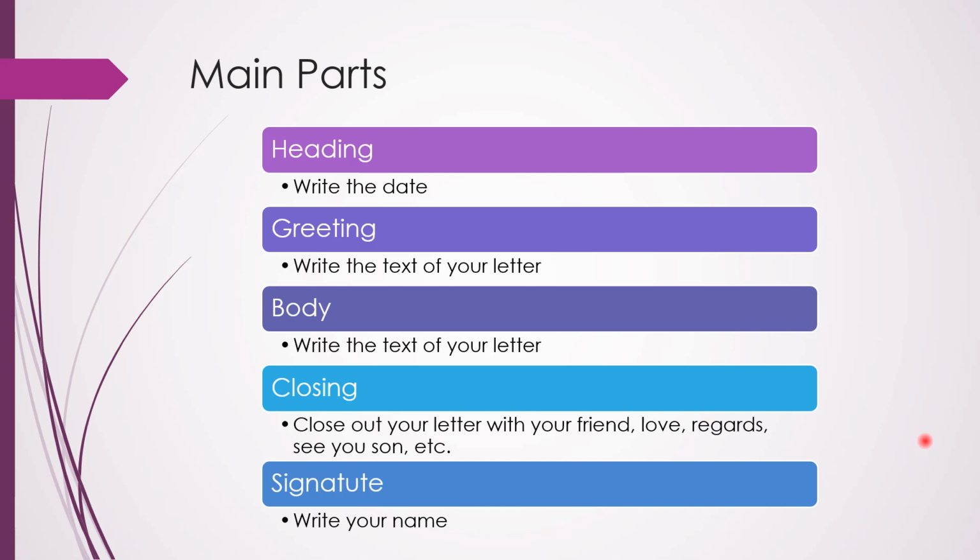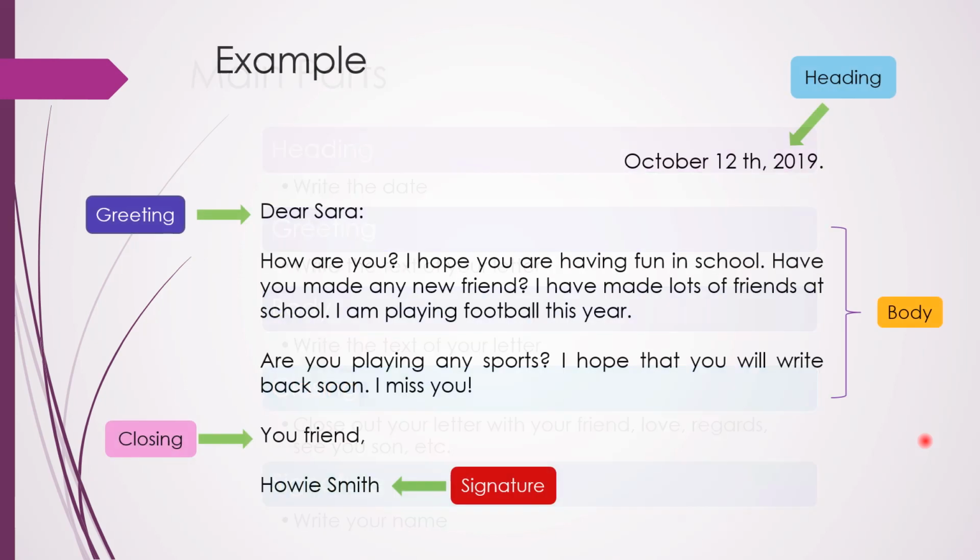Knowing these parts of the letter, it will be easier for you to write the letter. So we are going to check this example. At the top, I only wrote here the date, the heading, that is the real name, okay? Sometimes it's not necessary to write the address.